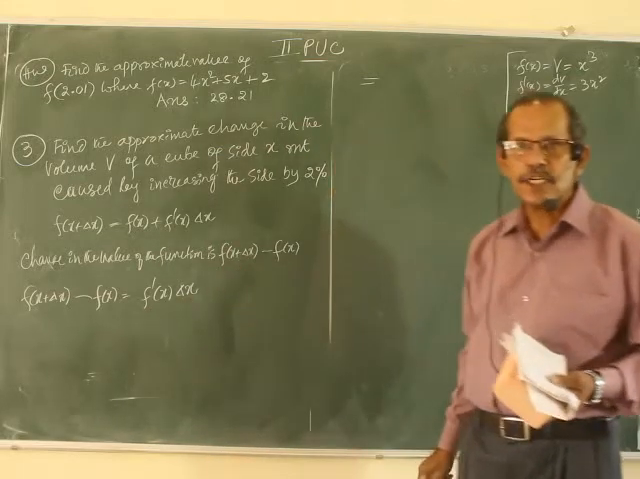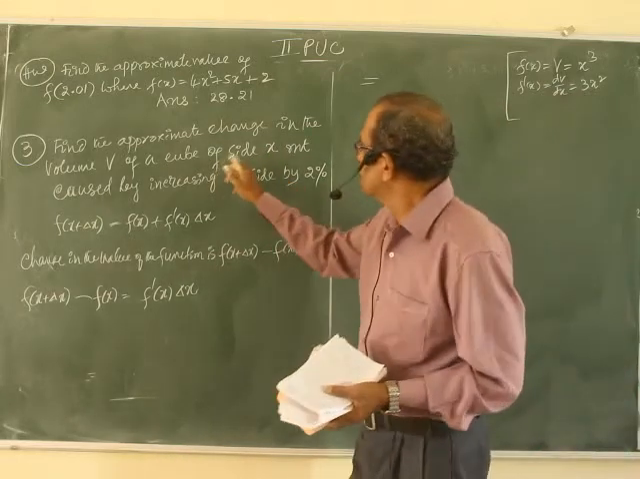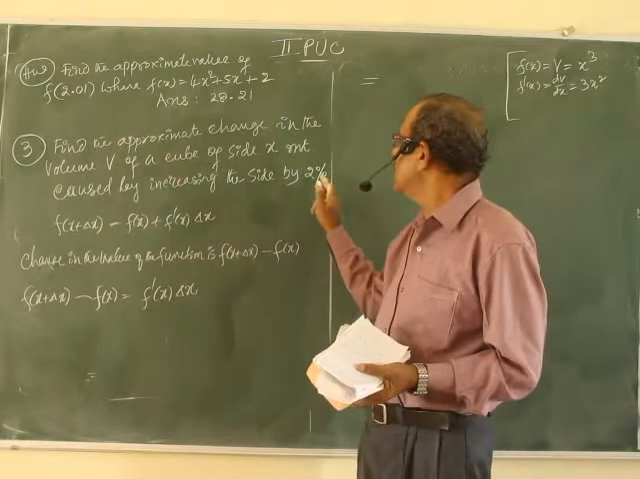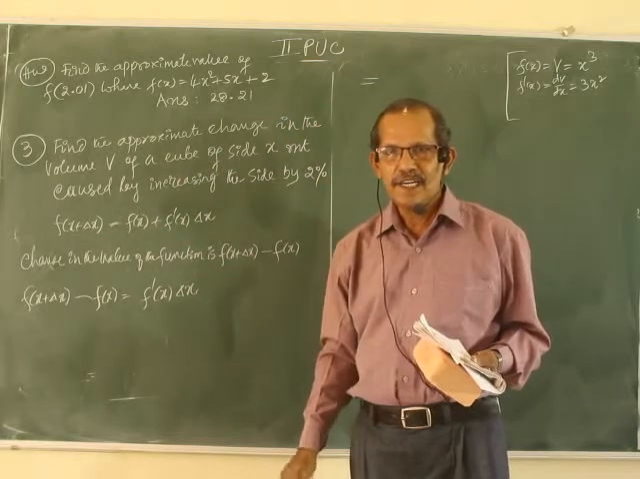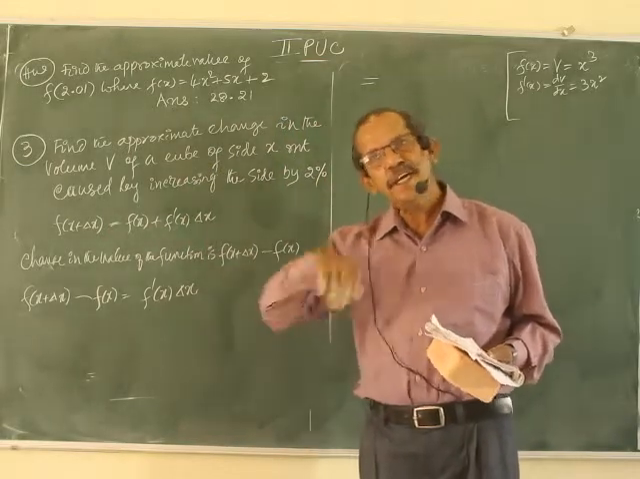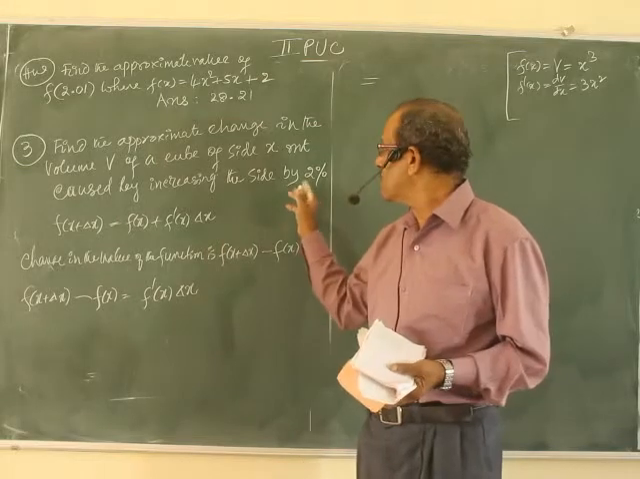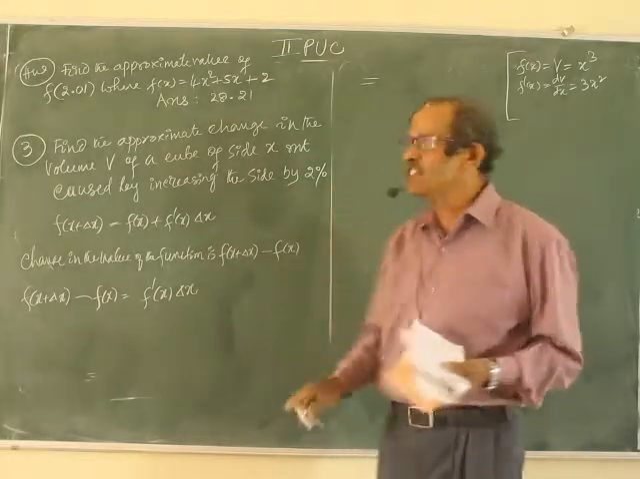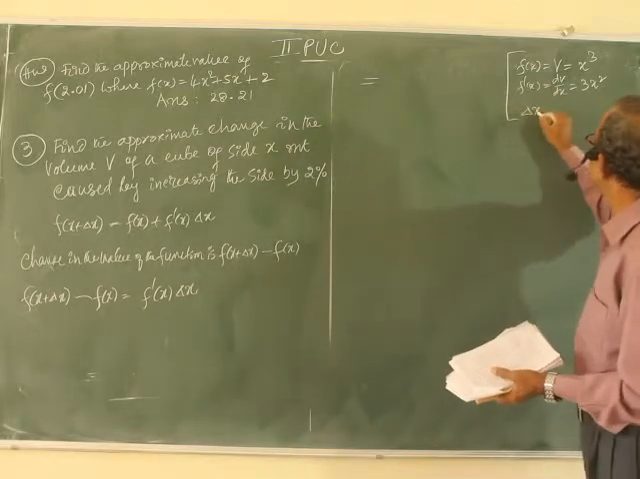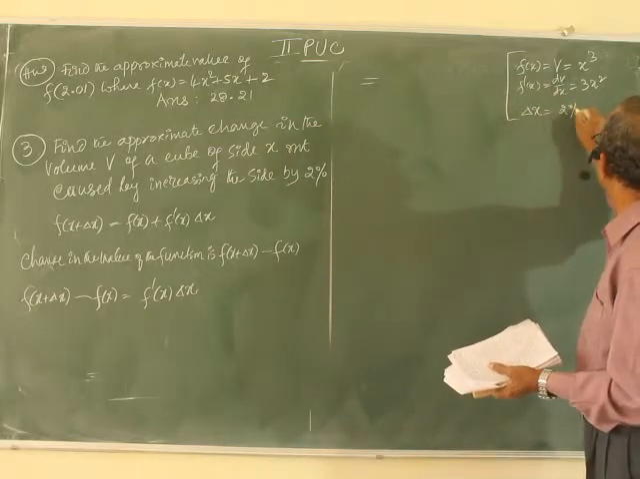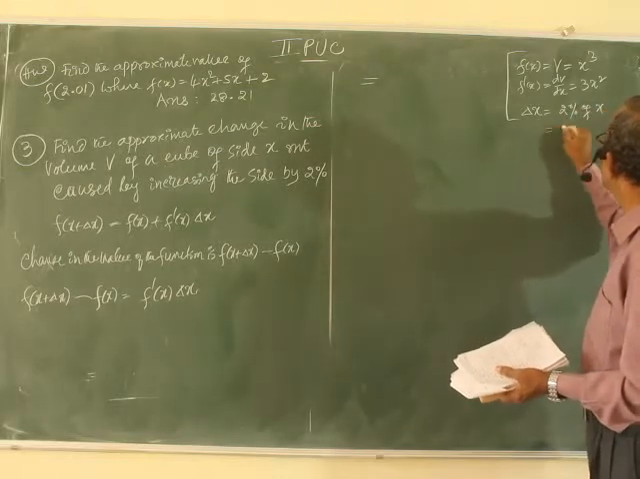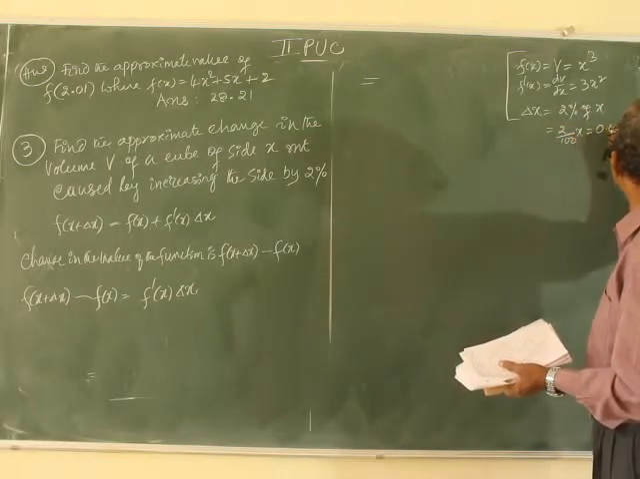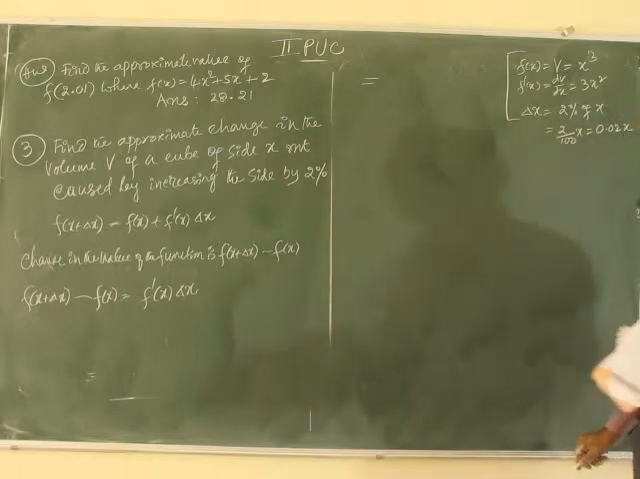What about delta x? They have given, side x meter, by increasing the side 2%. Originally side is x. If we increase 2%, what is the increment? 2% of x. Delta x is 2% of x. That means 2 by 100 x or 0.02x. Remember this.